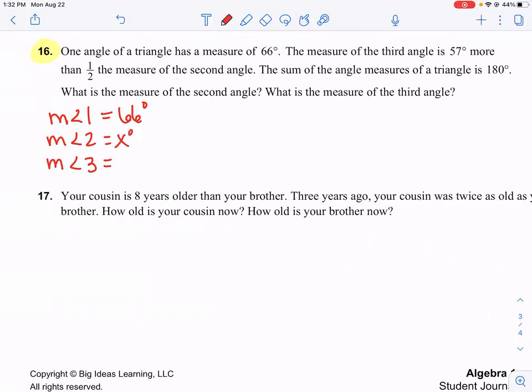And then the measure of angle 3, we know is 57 more than half the measure of the second angle. 57 more than half the measure of the second angle. So I've said that our second angle is X. 57 more. What would that mean? Plus 57. So it's 57 more than half the measure of the second angle. So it's 57 more. So we add 57 to half the measure of the second angle. 1/2 X plus 57.